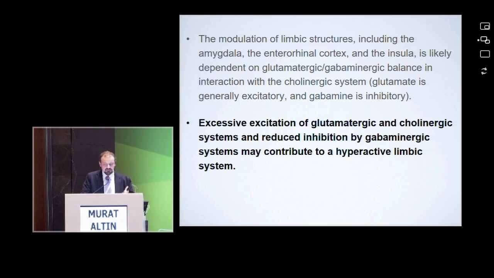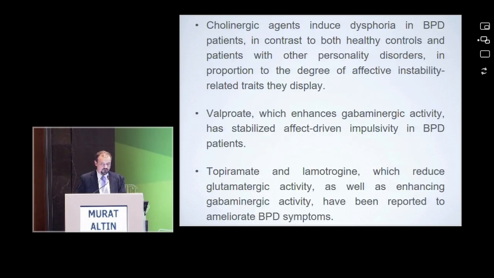The modulation of limbic structures, including the amygdala, the entorhinal cortex, and insula, is likely dependent on glutamatergic, GABAergic balance in interaction with the cholinergic system. Glutamate is generally excitatory, so this sensitivity is important. Cholinergic agents induce dysphoria in BPD patients, in contrast to both healthy controls and patients with other personality disorders, in proportion to the degree of affective instability-related traits they display. Valproate, which enhances GABAergic activity, has stabilized affect-driven impulsivity in BPD patients.